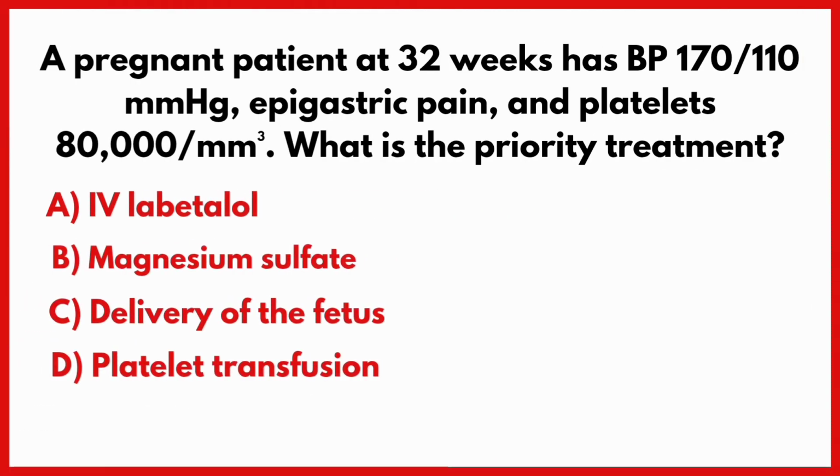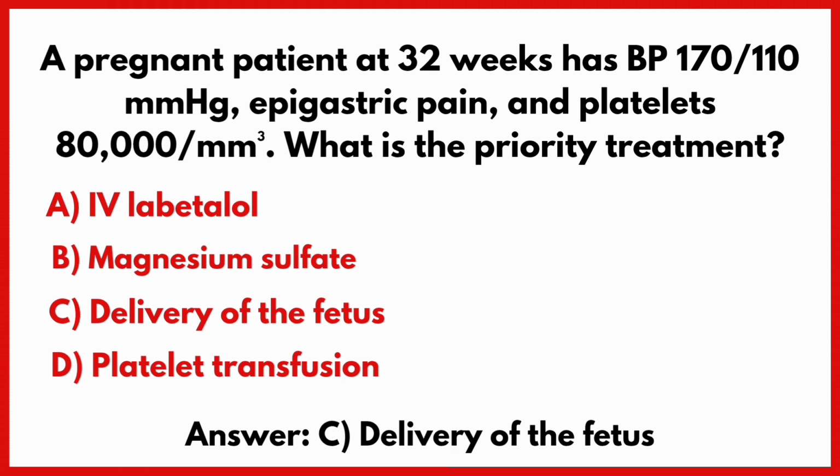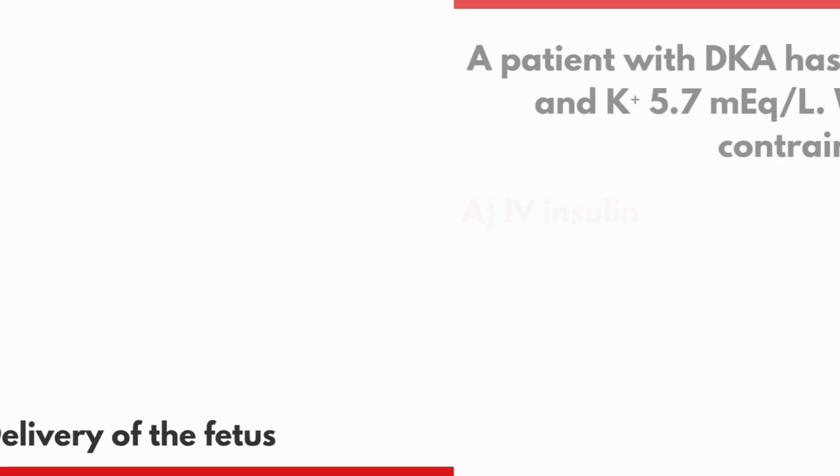A pregnant patient at 32 weeks has BP 170 over 110, epigastric pain, and low platelets. What is the priority treatment? Correct answer is option C.